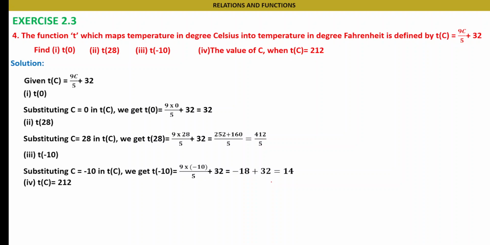Fourth one, it's given T of c is equal to 212. Now, we know that the function T of c is 9c divided by 5 plus 32. So, 9c divided by 5 plus 32 is equal to 212. This implies, by transposing 32 to the other side, we get 9c divided by 5 is equal to 180, because 212 minus 32 is 180. Now, again let us transpose this 5 to the other side. Therefore, we get c is equal to 5 by 9 into 180. 9 ones are 9, 9 twos are 18, so 20 into 5 is 100. Therefore, c is equal to 100.